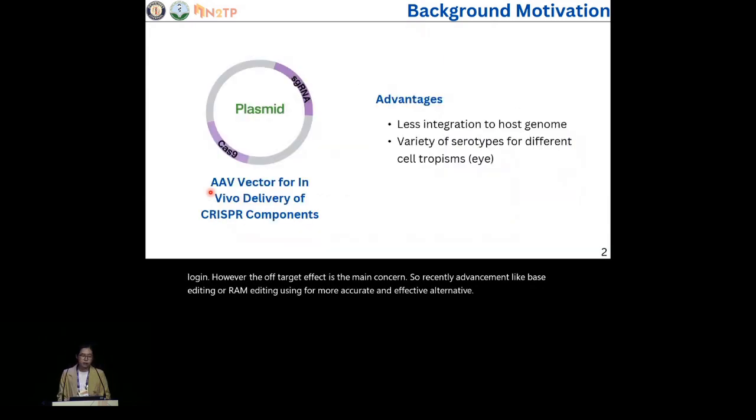In vivo CRISPR application requires a targeted and effective delivery system, and AAV vector is a preferred delivery system because of the minimal integration to the host genome and suitability for a variety of serotypes with different cell tropism. This is the reason why CRISPR-Cas9 and AAV are a very attractive domain for many scientists.